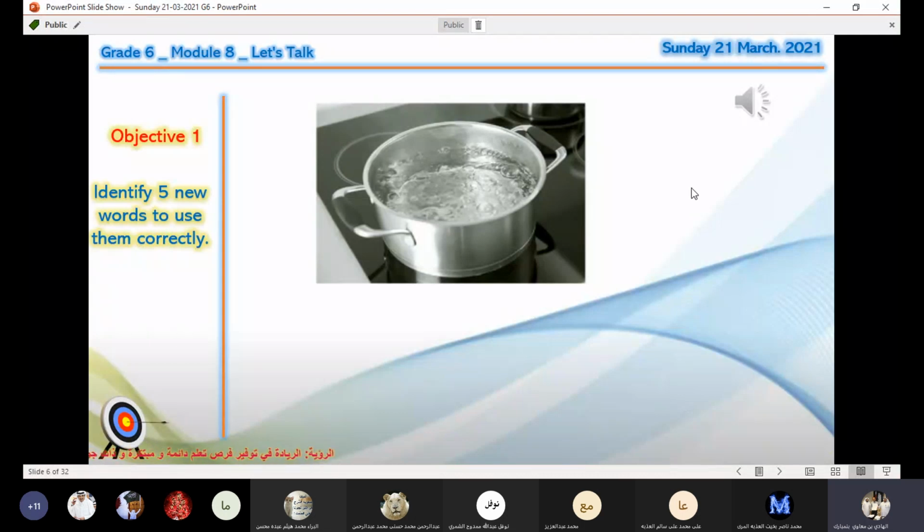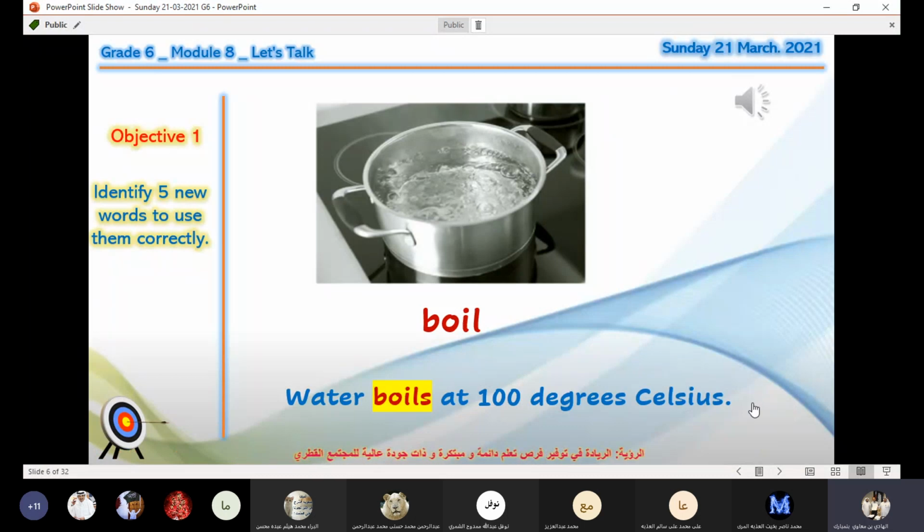I want you to repeat this word, okay? Boil. Yeah, repeat with me, please. Boil, very good. Boil, right? So boil, very good. I want someone to read for us this sentence. Who wants to read this sentence, please? The one who wants to read this sentence raises his hand.